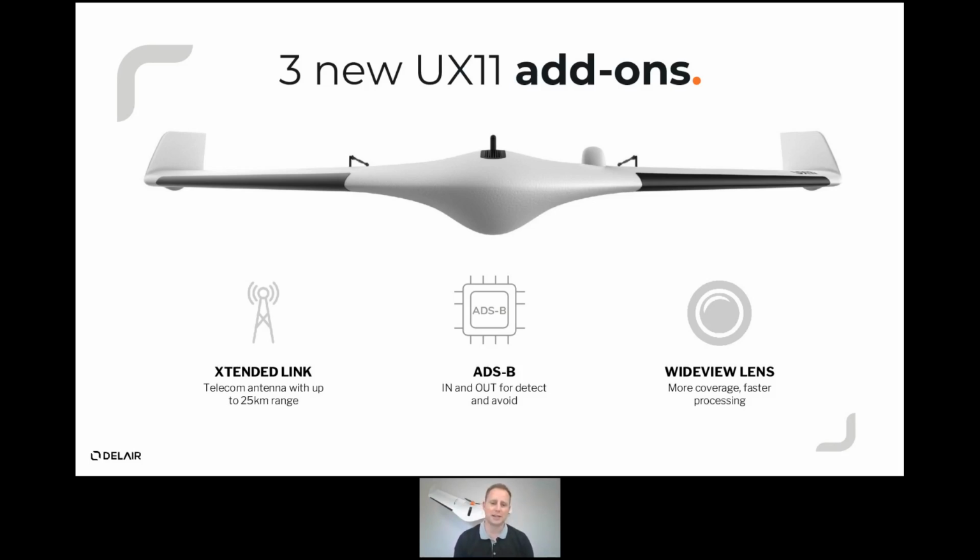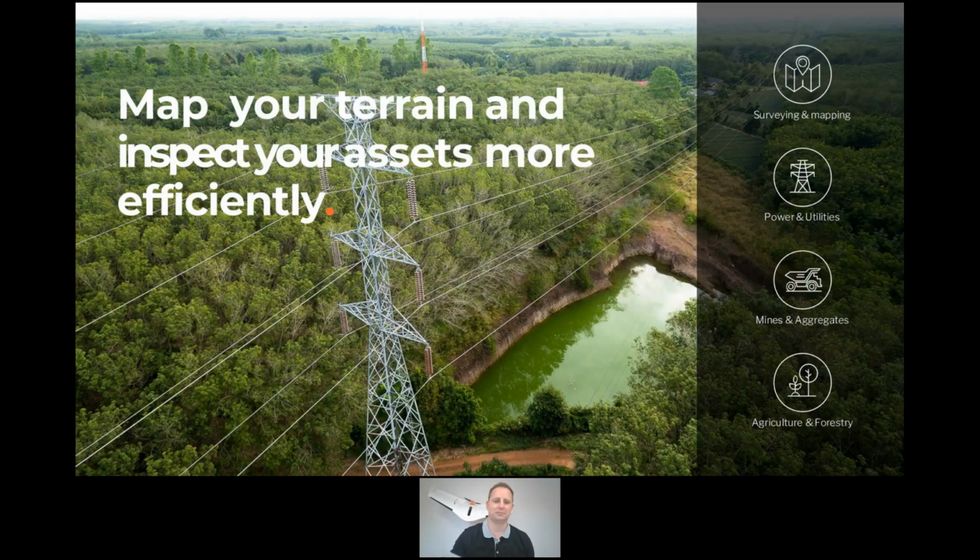ADS-B, this is a detect and avoid technology that many of you may be familiar with. It's a classical technology in manned aircraft, been around for quite a while and used widely, even mandated on manned aircraft. But we're going to talk about where that might apply to drones and how that can work with the UX11. And then a new wide view lens, and we'll talk about the benefits of that. So let's get started.